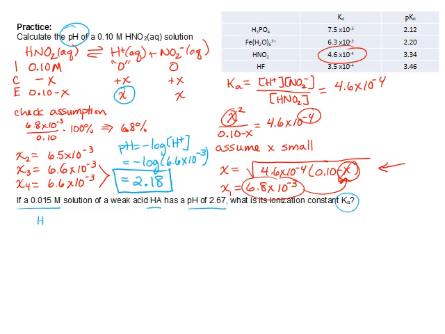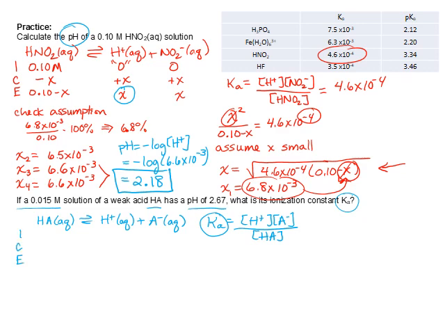We don't know the identity of our weak acid, but we can write an expression for it reacting with water to form H+ ions and A-. Ka will be the product concentrations over the reactant concentration. We're looking for the value of Ka, so we're going to need to find equilibrium concentrations of all of these species. So again, we'll want to set up an ice table.